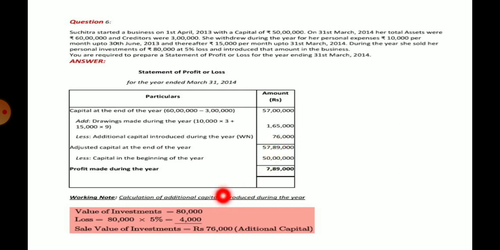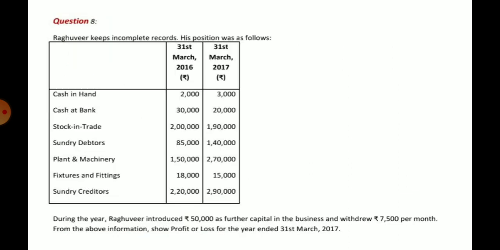You can see here, because she sold her investment at a loss of 5%, there will be a loss of 4,000, which will be deducted from 80,000. Now we get adjusted capital at the end of the year, less capital at the beginning of the year, and we get the profit. These types of questions will come in your paper, so please prepare the format. Remember each and every element in the format.